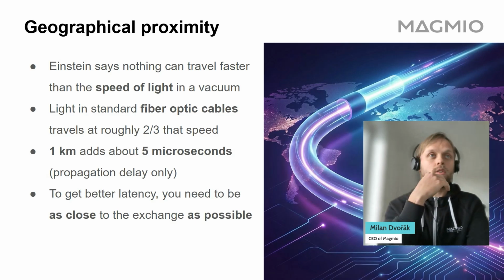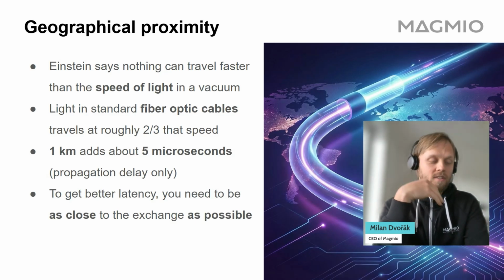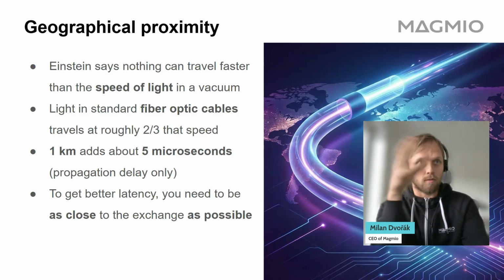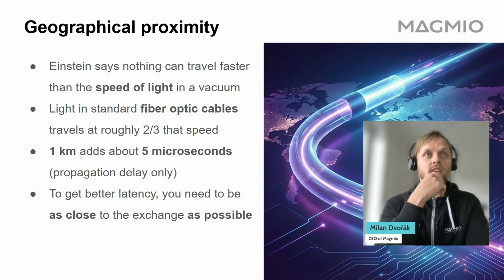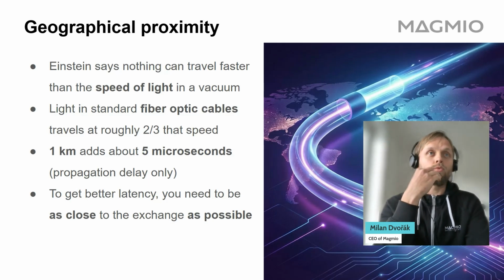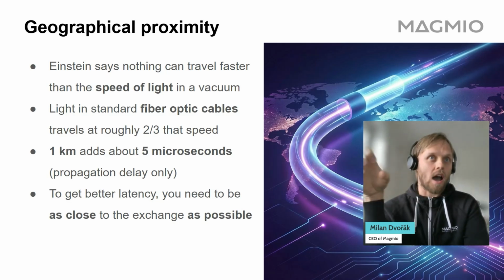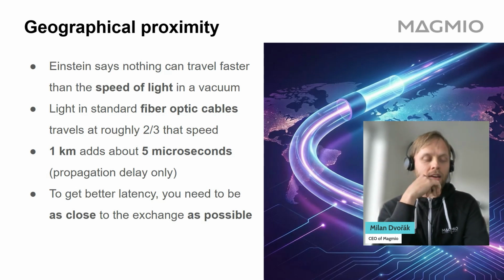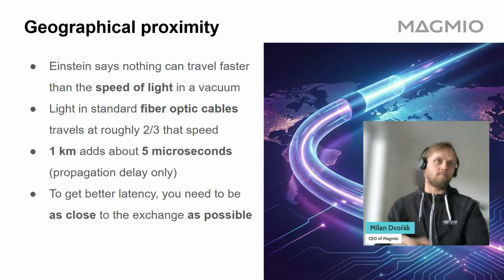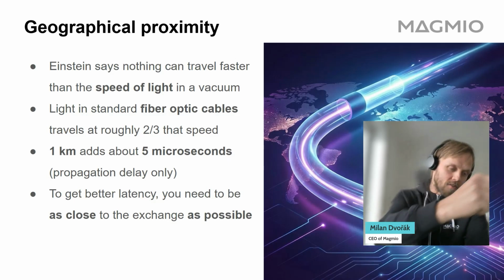And in the real world, we're typically slightly slower, like the light in the standard fiber optic cables that run the internet and connect different machines and servers all over the world. In those cables, the light travels at roughly 2/3 of the speed of light in a vacuum. That means that every kilometer adds about 5 microseconds to your delay, and that's the propagation delay only. How long does it take for the signal to travel through the cable?